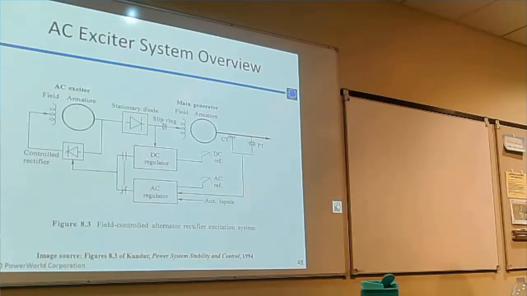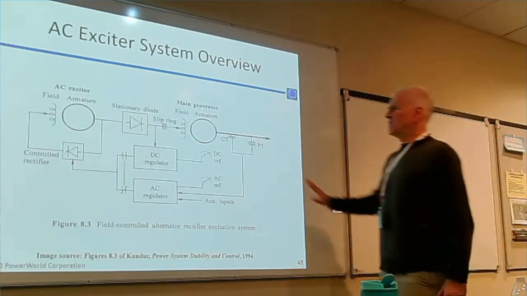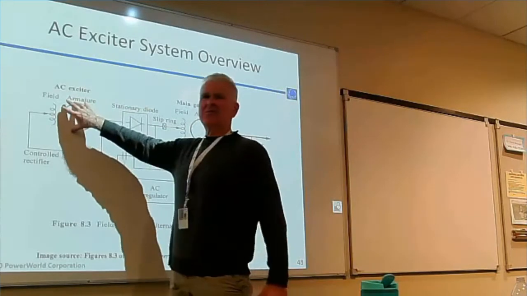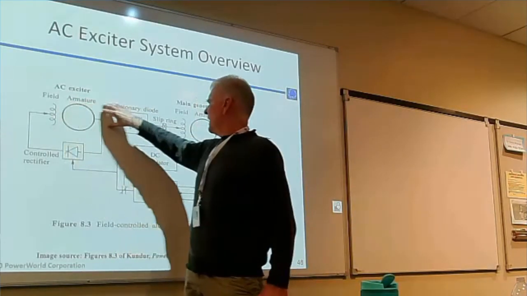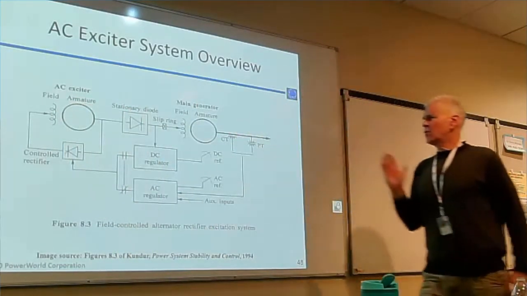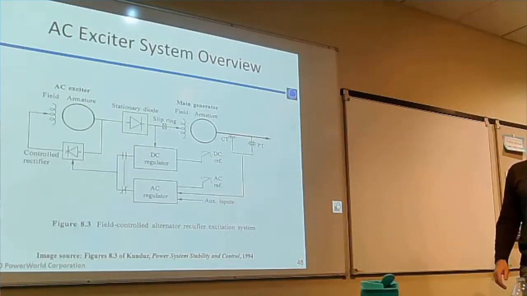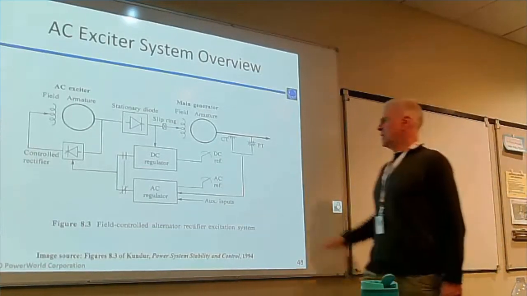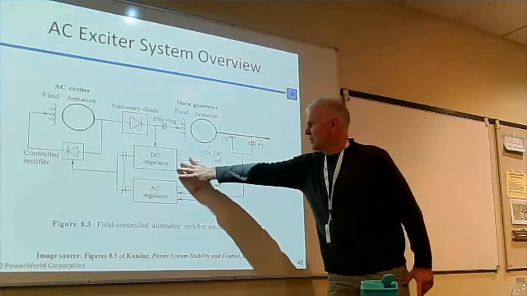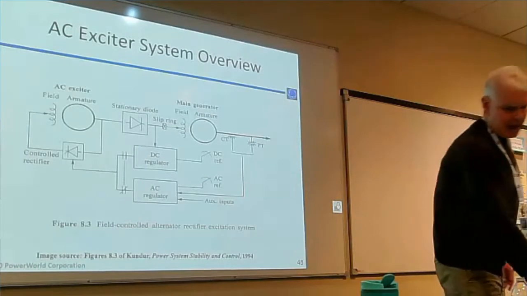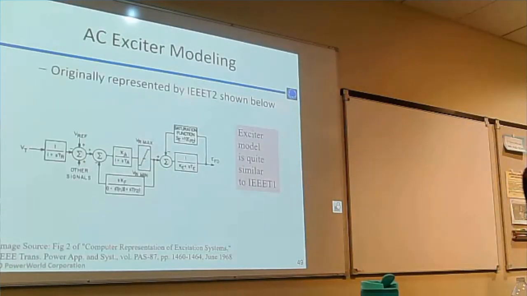That's an example of an AC exciter. The difference here is we've got an AC machine for the exciter. With an AC machine, you have to, of course, rectify it, because ultimately what we want is a DC field current to go into our synchronous machine. We're again sensing some values and feeding them back. In the 1968 paper, they represented an AC machine using an IEEET1 there.